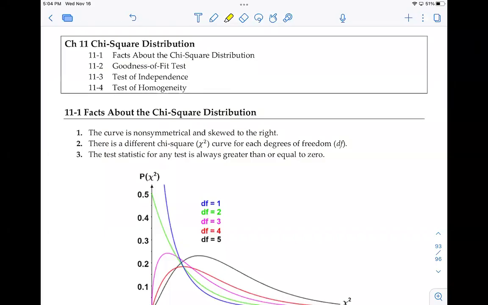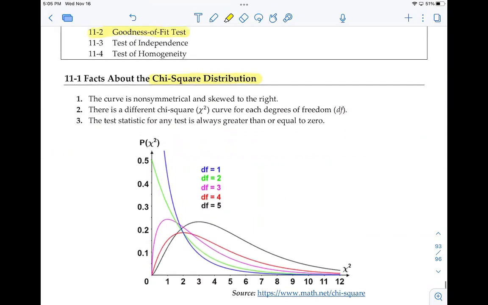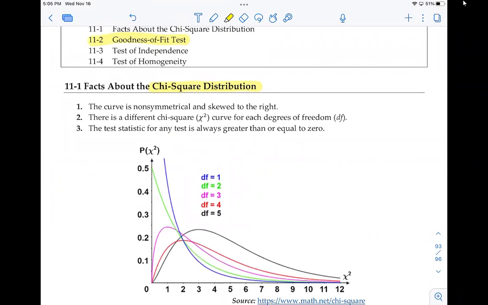Hey guys, in this video, we're going to go over the goodness of fit tests. But before we go over the goodness of fit tests, let's talk about the chi-square distribution. The chi-square distribution is a distribution we use to model certain situations in statistics. For example, the goodness of fit tests, tests of independence, and tests of homogeneity all three use the chi-square distribution.